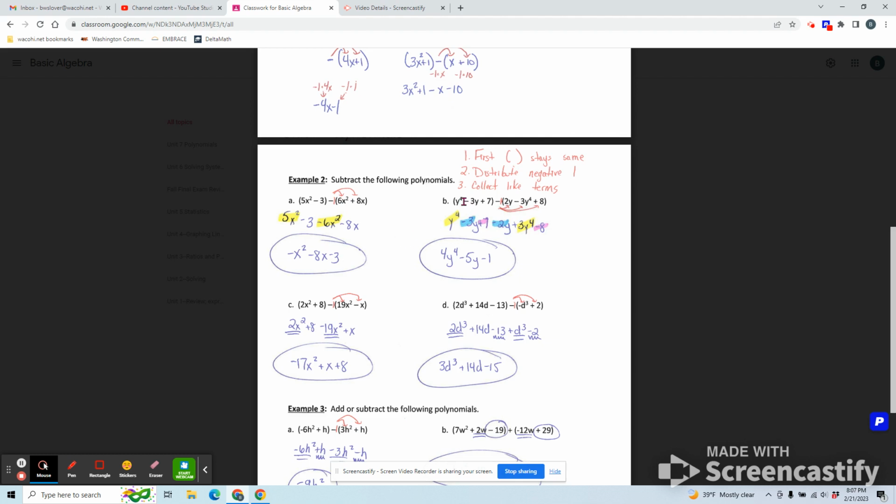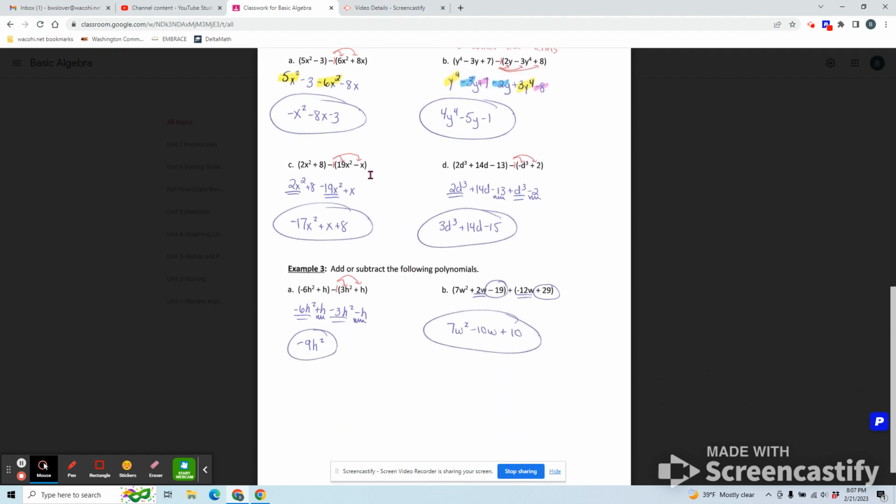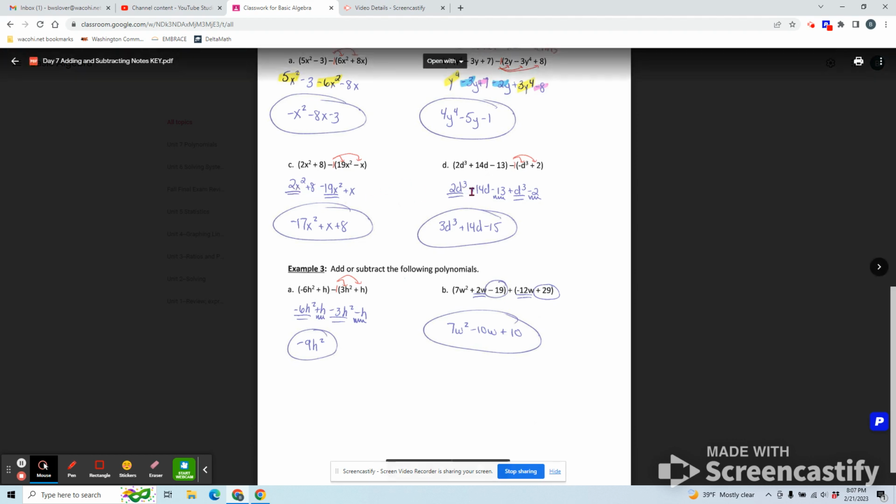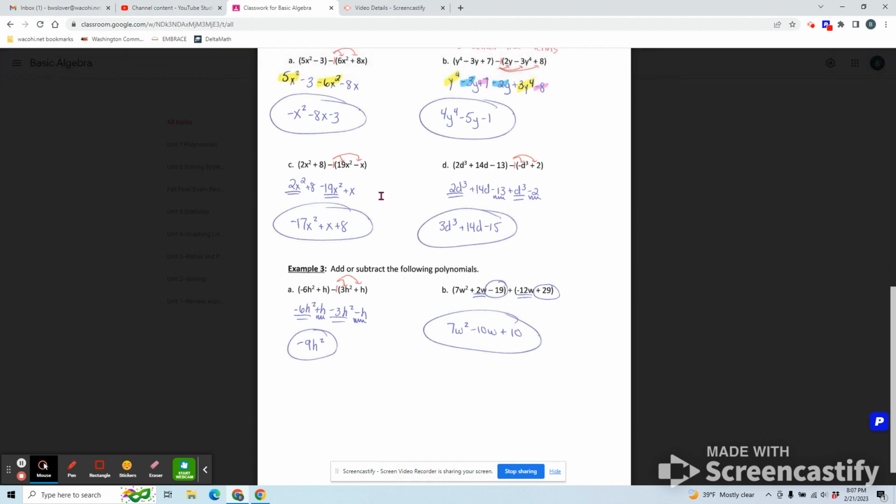Letter B, same idea. Now it's just a trinomial subtracting from a trinomial. 3 terms minus 3 terms. So I distributed. I just have the arrows down below because I filled up the space up top. And I highlighted my like terms and went from there. Now letters C and D is the same concept, but I did my collecting of like terms without a highlighter. So I demonstrated how I would do it if I were to just underline or squiggle my like terms, because I didn't have access to a highlighter.